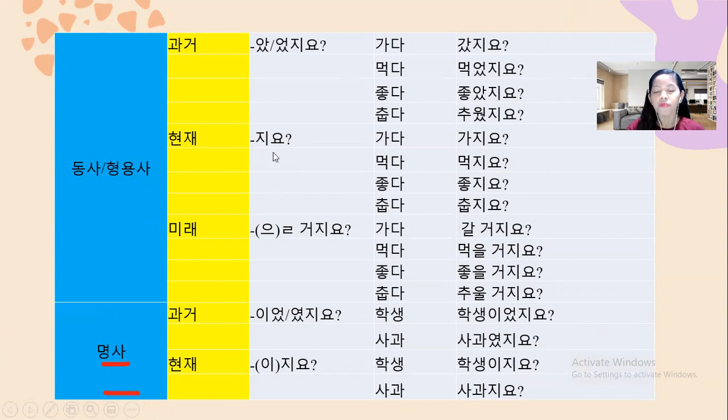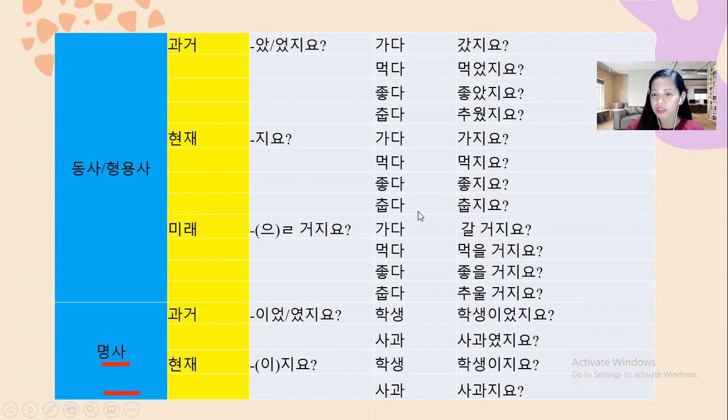Now, in the present tense, so as what I've discussed a while ago, this is easy because whether there is no bachim or there is a bachim, you will just need to attach the jiyo. So for example, gada, gajiyo. Are you going, right? Gajiyo. Or for 춥다, 춥지요?